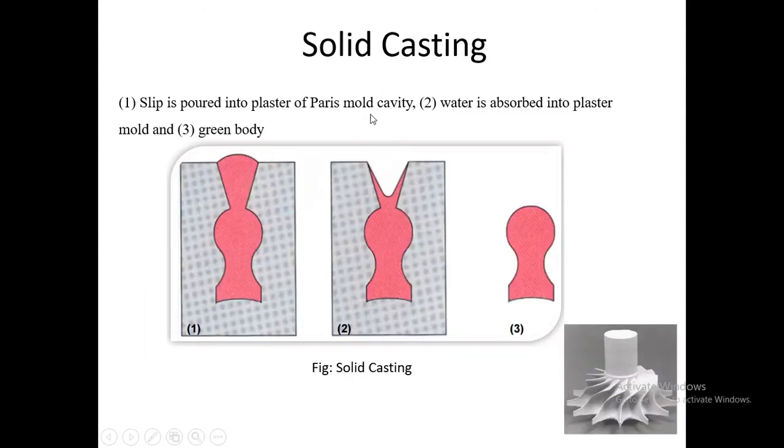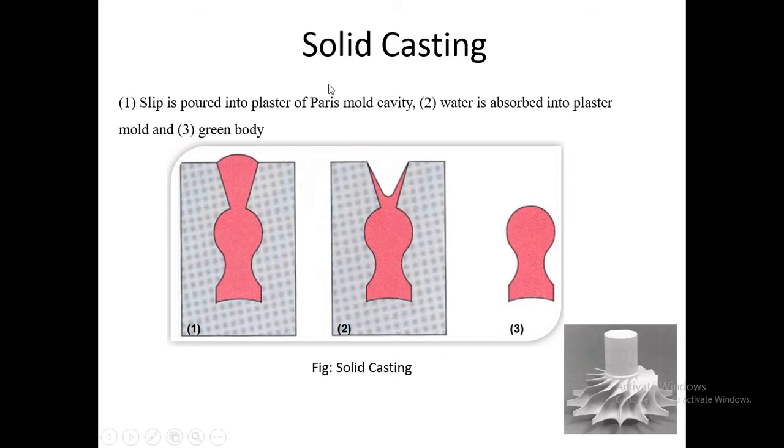Now the solid casting. The working principle of solid casting is the same as that of drain casting, and the first two stages are the same here. That is, slip is poured inside the plaster of Paris mold cavity. Next, in stage 2, the water is absorbed into the plaster mold. But in stage 3, what we used to do in drain casting is tilt or revert the mold so that the excess slip is thrown outside from the mold cavity.